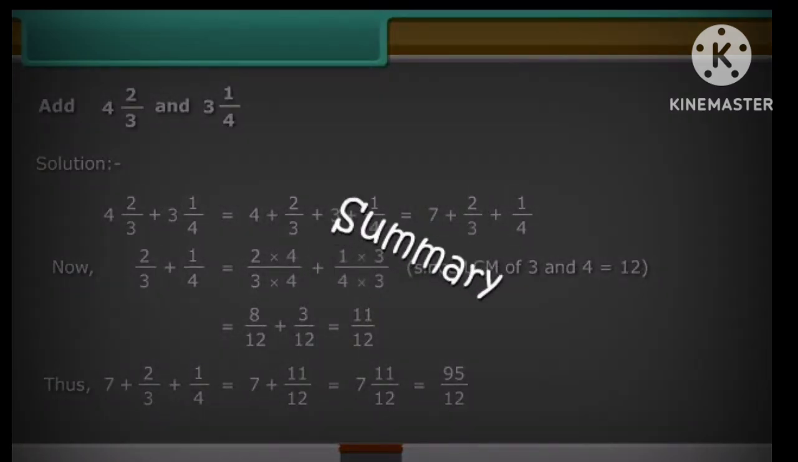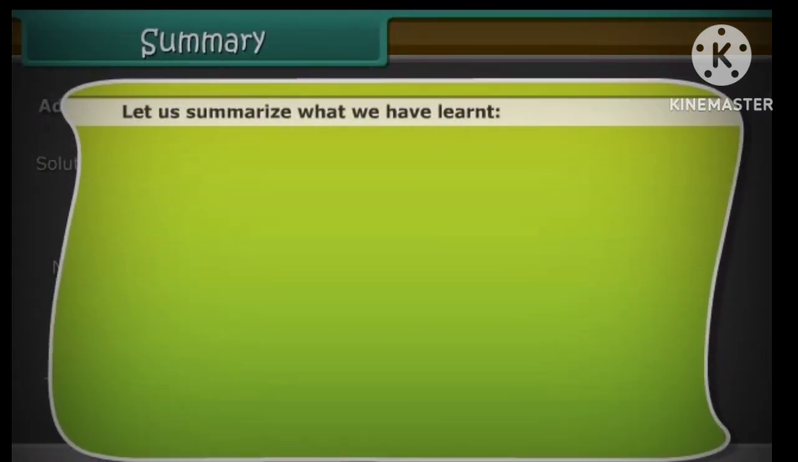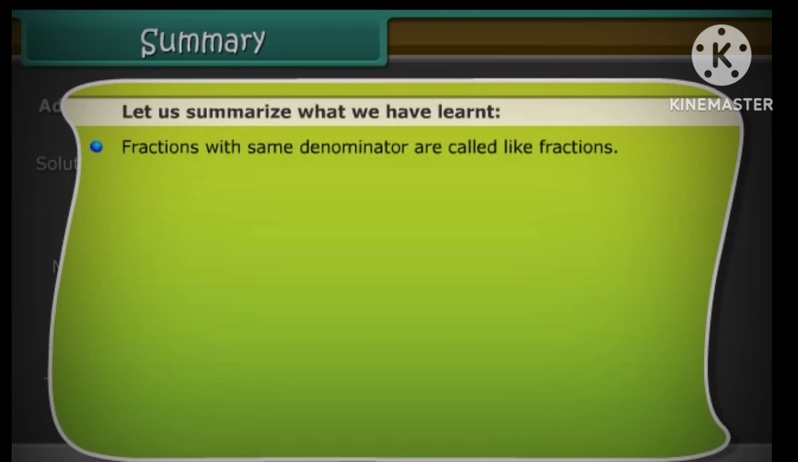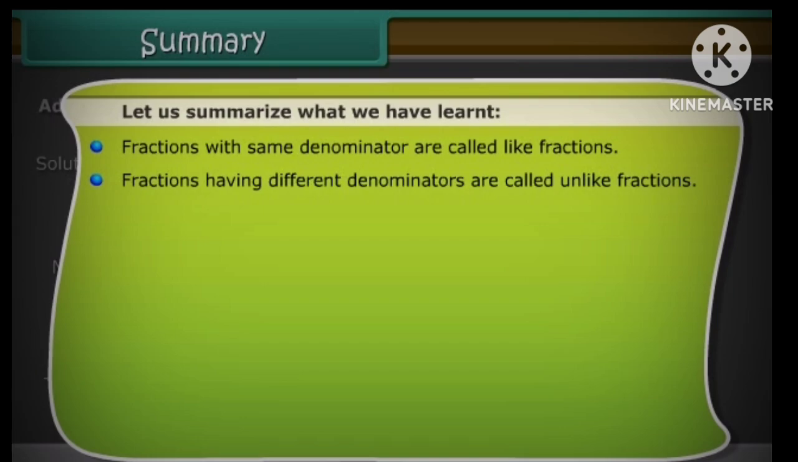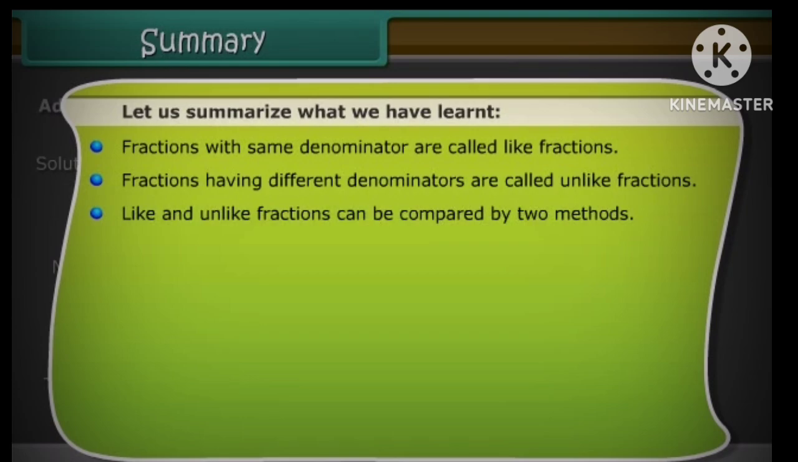Summary. Let us summarize what we have learned. Fractions with the same denominator are called like fractions. Fractions having different denominators are called unlike fractions. Like and unlike fractions can be compared by two methods.